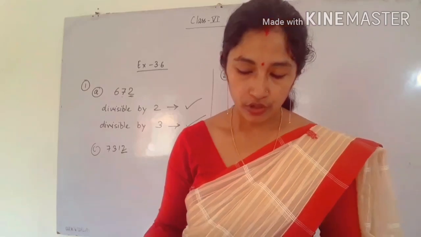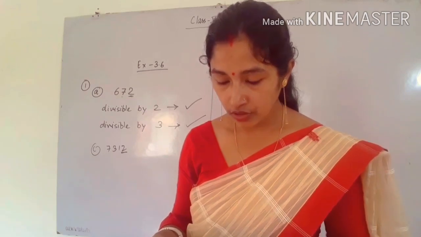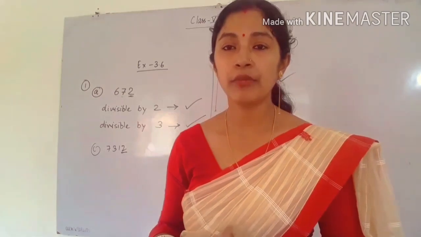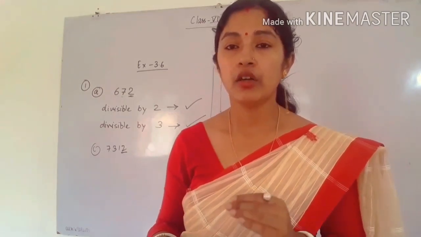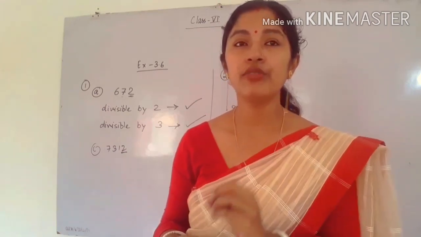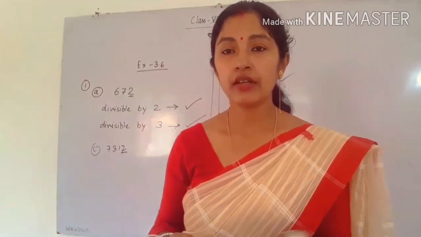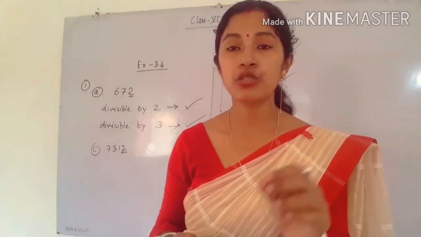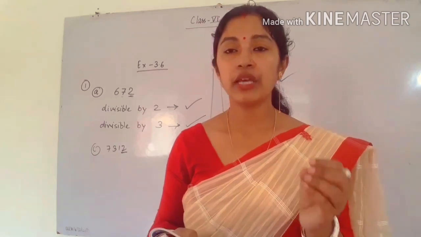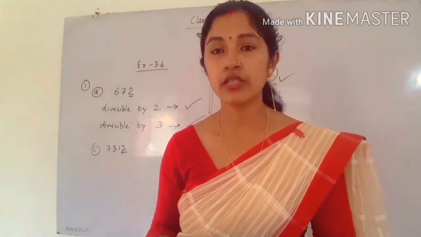Next, question number 4, you are given 3 digits: 7, 2 and 9. You have to form a 3 digit number without repeating any of them. That means you have to make a 3 digit number using 7, 2, 9, but without repetition. So, first of all, make a number like 279. You can make 297. You can make 729. I think you will get a total of 6 numbers.